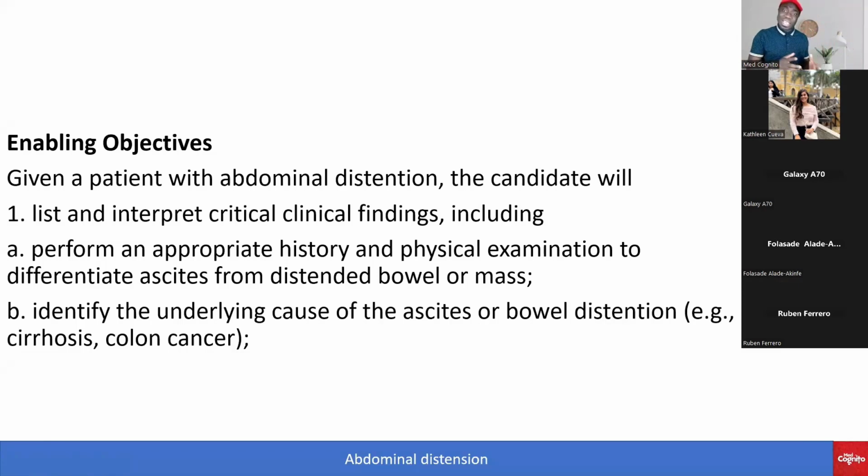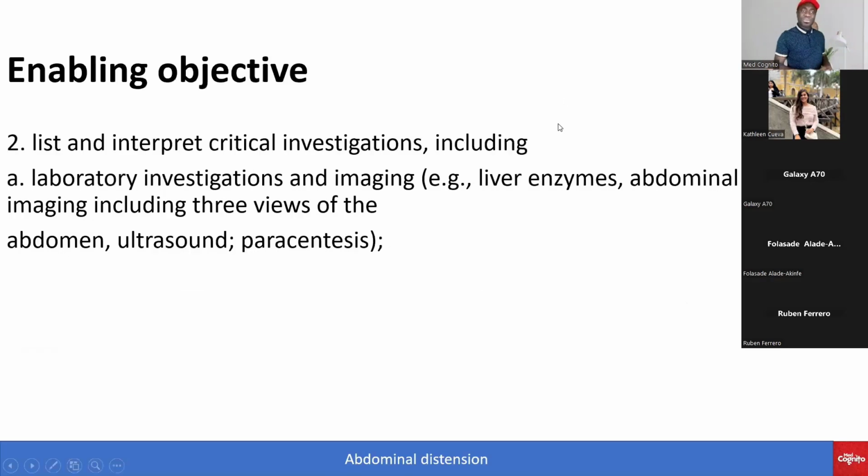Of course, ascites will have a fluid thrill. The distended bowel will have a percussion note which is tympanitic, right? But that is not the focus of our studies today. Also, you have to be able to identify the underlying cause of ascites or bowel distension. Very critical. Now, the enabling objective is that you have to list and interpret critical investigations.